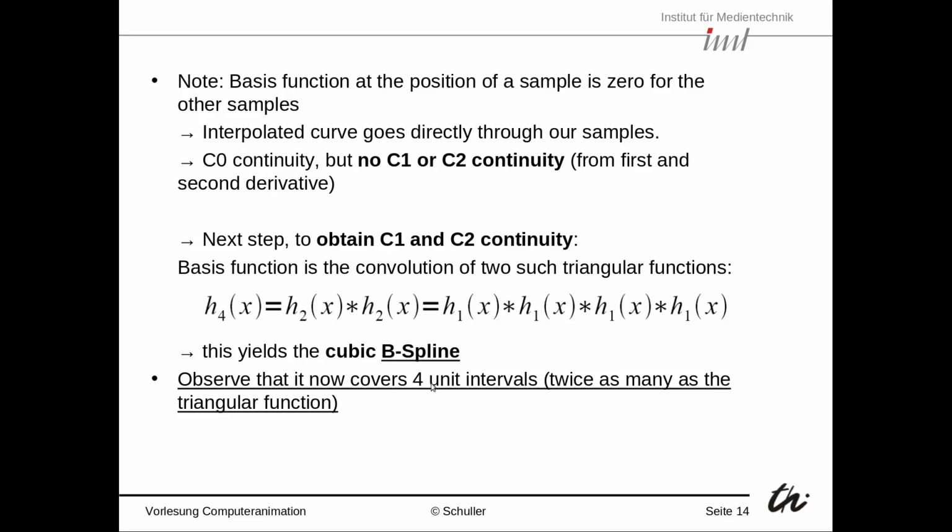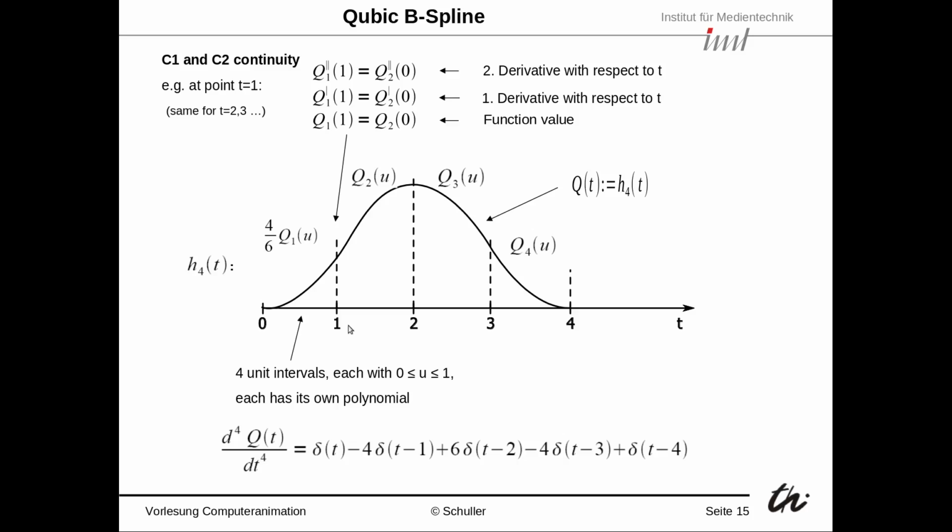And this now covers 4 unit intervals, again because of the convolution, twice as much as the triangular. So the triangular had 2 unit intervals, convolution of 2 triangles gives us twice as many, and that's 4 unit intervals. So it becomes longer. And this is how it looks like. So here we have our 4 unit intervals, right? And here we get this shape. So it's now looking a little bit like a bell-shaped curve.